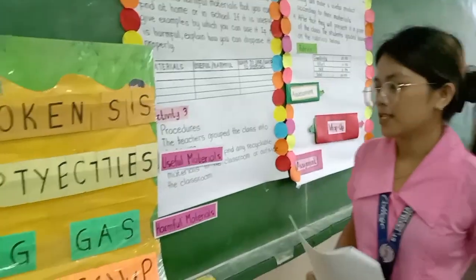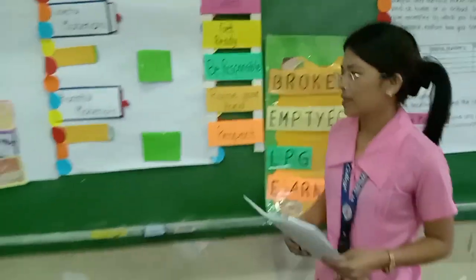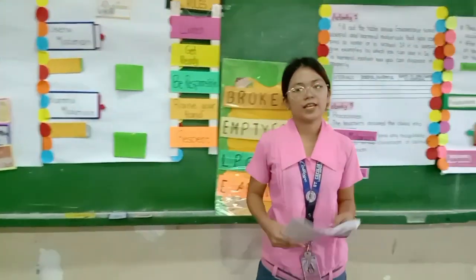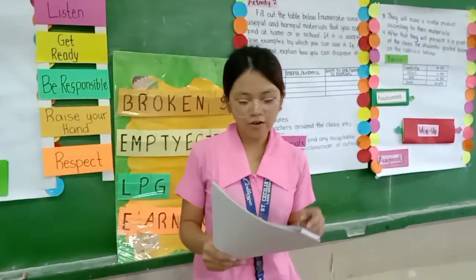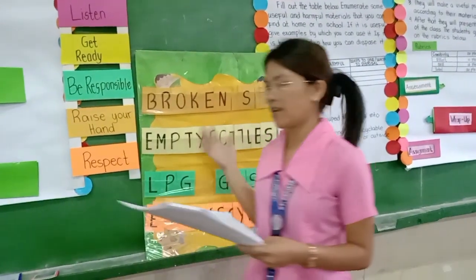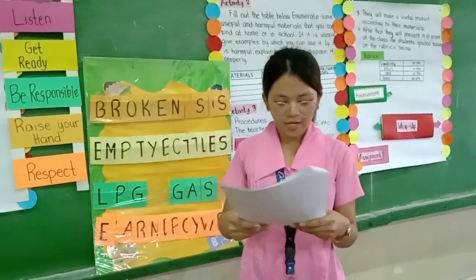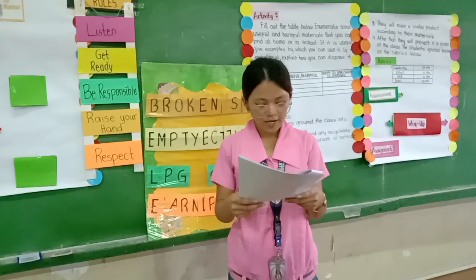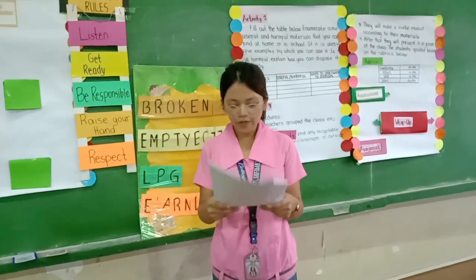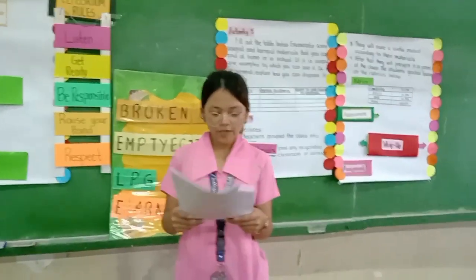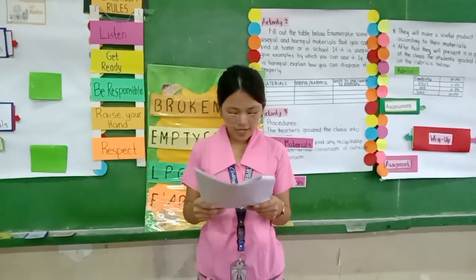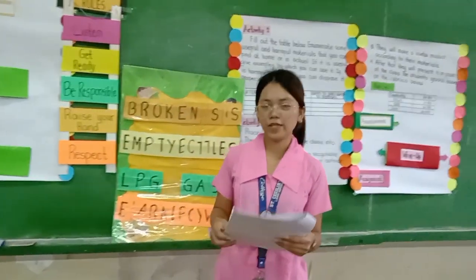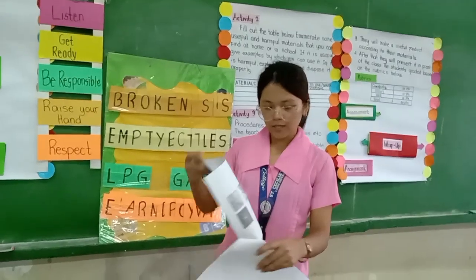So next is the analysis. I provided here 3 questions and the students answered according to the activity that we had, the jumbled letters. So here are the 3 questions. How can you describe the useful and harmful materials? How will you determine if it is useful or harmful? And last, what is the purpose of useful and harmful materials?